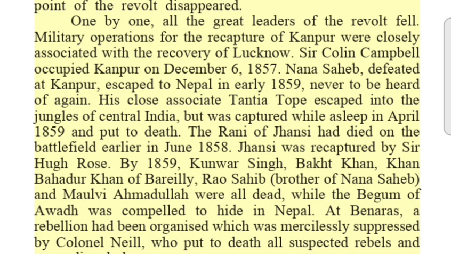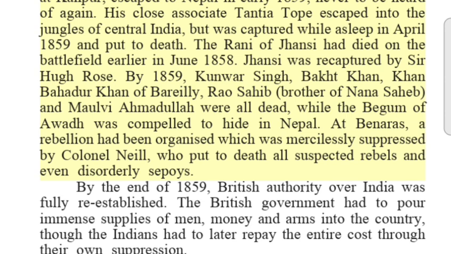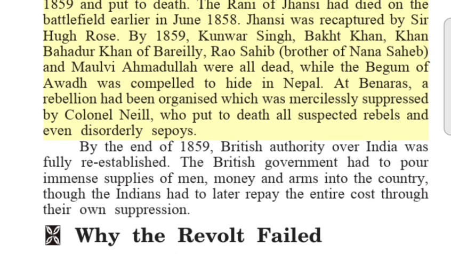Nana Sahib, defeated at Kanpur, escaped to Nepal in early 1859, never to be heard of again. His close associate Tantia Tope escaped into the jungles of central India, but was captured while asleep in April 1859 and put to death. The Rani of Jhansi had died on the battlefield earlier in June 1858. Jhansi was recaptured by Sir Hugh Rose. By 1859, Kunwar Singh, Bakht Khan, Khan Bahadur Khan of Bareilly, Rao Sahib brother of Nana Sahib, and Maulvi Ahmadullah were all dead, while the Begum of Awadh was compelled to hide in Nepal.